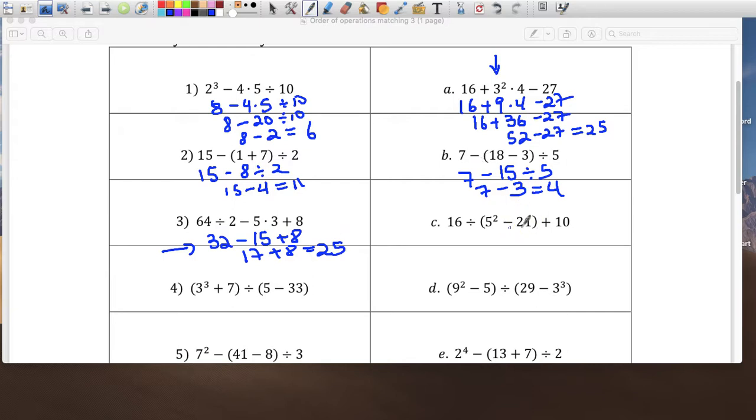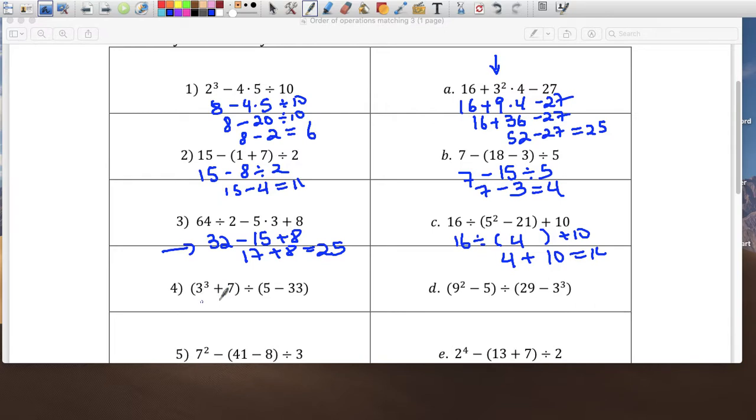Here, the strongest superpower, the superhero, is the parentheses. So let's take care of inside the parentheses. The 16 is going to hang out here for a while. The plus 10 is going to hang out, and inside the parentheses, I'm going to take care of that. So 5 to the second power, we can do that mentally. 5 to the second power is 25. And then 25 minus 21 is 4. I have two operations left, division and addition. So let's take care of division. 16 divided by 4 is 4. And finally, plus 10 at the end equals 14. So far, nothing matches.